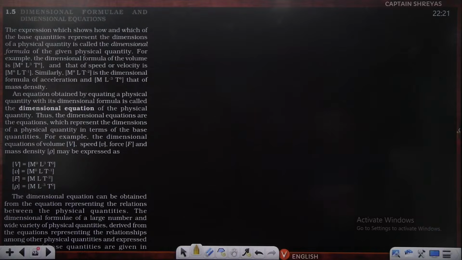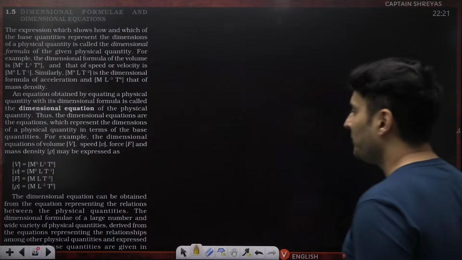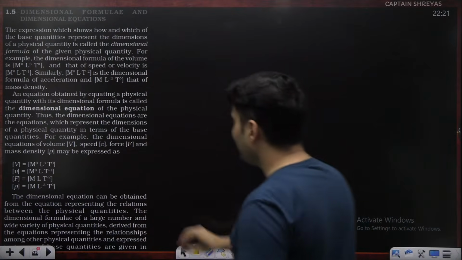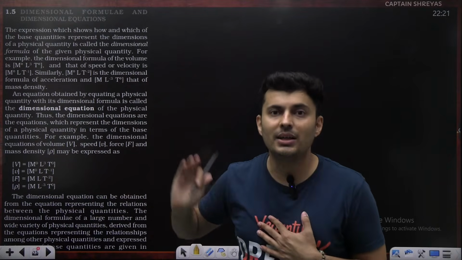The expression which shows the base quantities represent the dimensions of a quantity is the dimensional formula. An equation obtained by equating the physical quantity with its dimensional formula is called a dimensional equation. Thus, the dimensional equations are the equations which represent the dimensions of a quantity. For example, the dimensional formula of this is this. Dimensional equations can be obtained from equations representing the relation between the quantities. Okay. So basically, it is just telling how you represent a physical quantity's dimension.